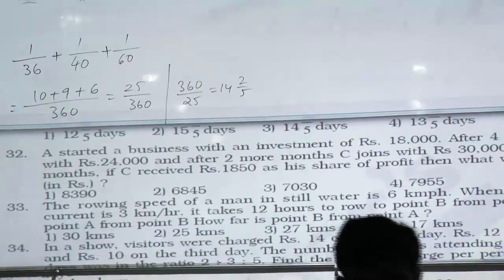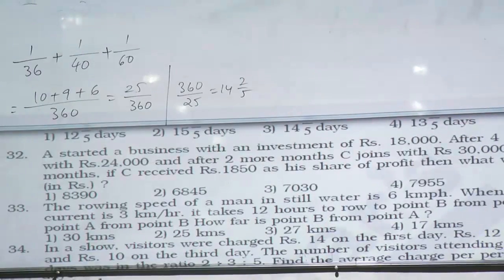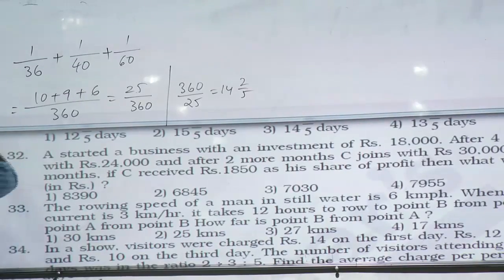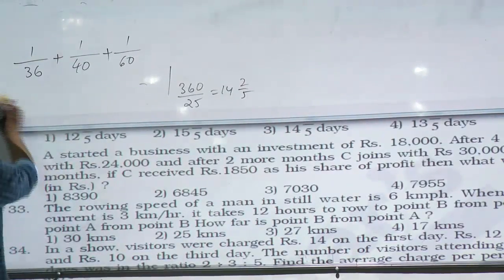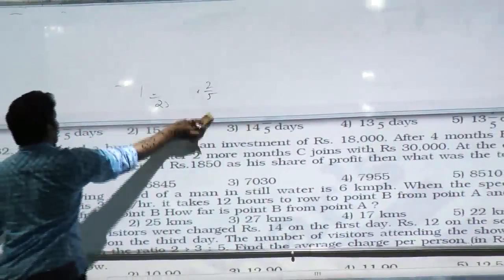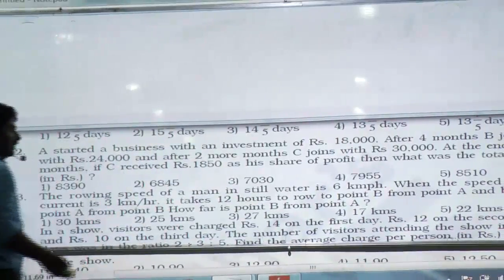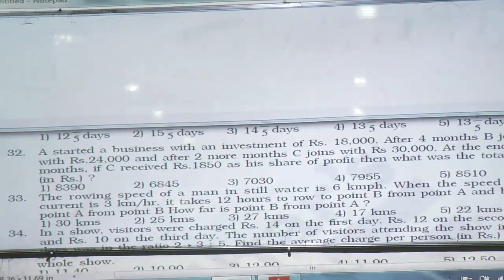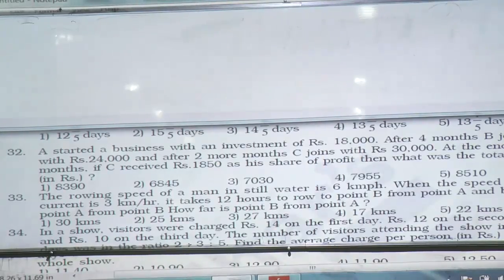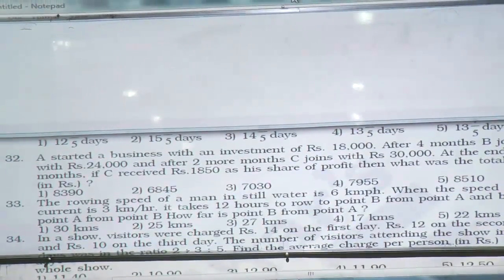A started a business with an investment of 18,000. After 4 months, B joins with 24,000. After 2 more months, C joins with 30,000. At the end of 10 months, if C receives 1850 as his share, what was the total profit?